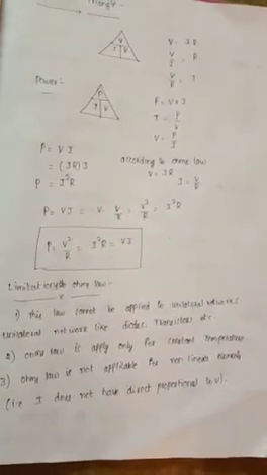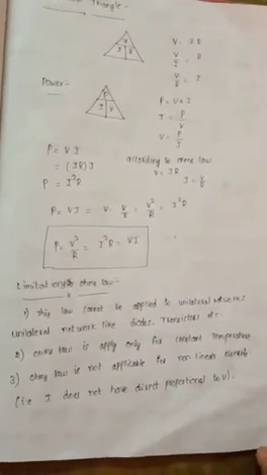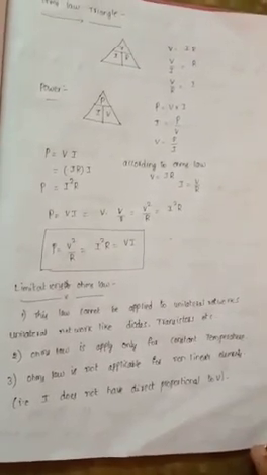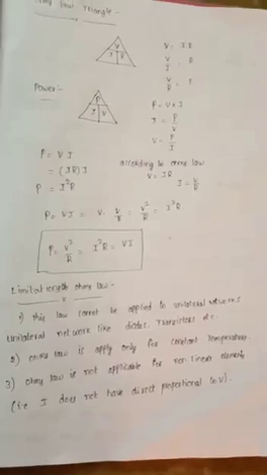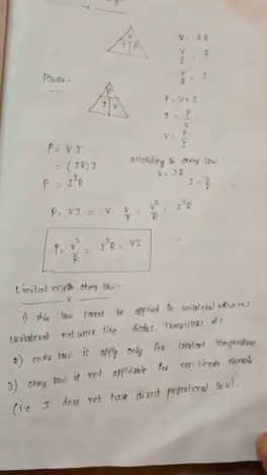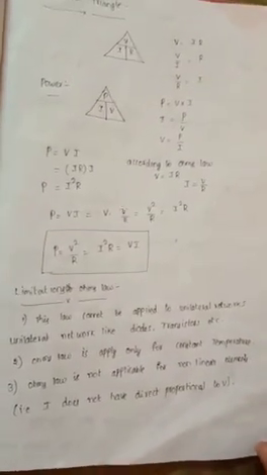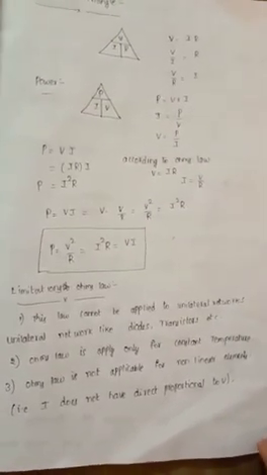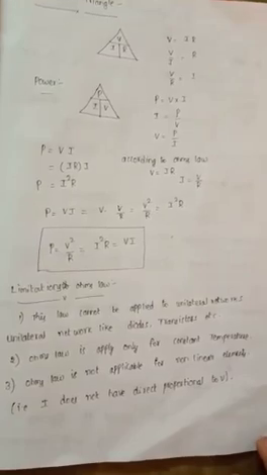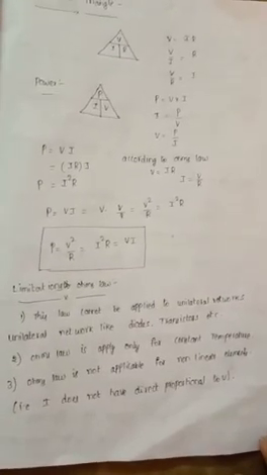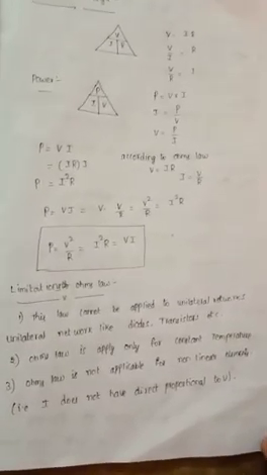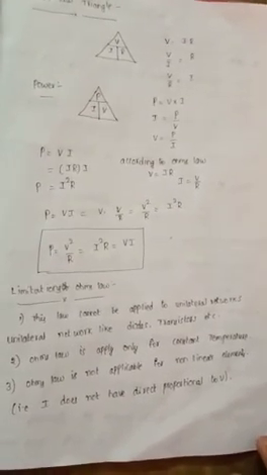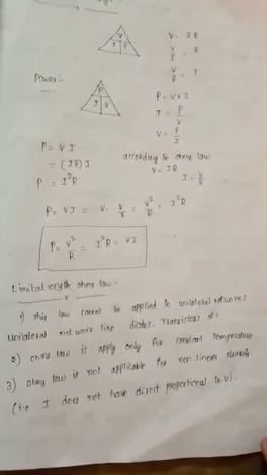This law cannot be applied to unilateral networks. Unilateral networks are like diodes and transistors, etc. Unilateral means current flows in only one direction, not in the other direction. That means the current flowing in both directions is not the same. Ohm's law is applicable only at constant temperature. We already know that, as it is also provided in the statement.